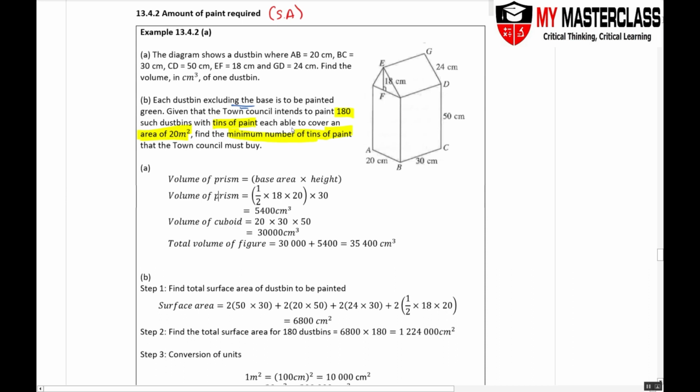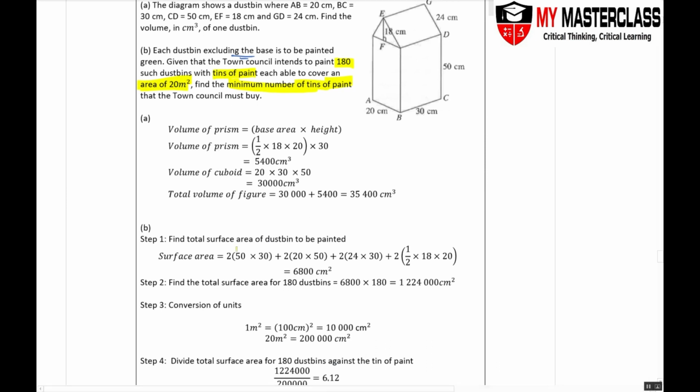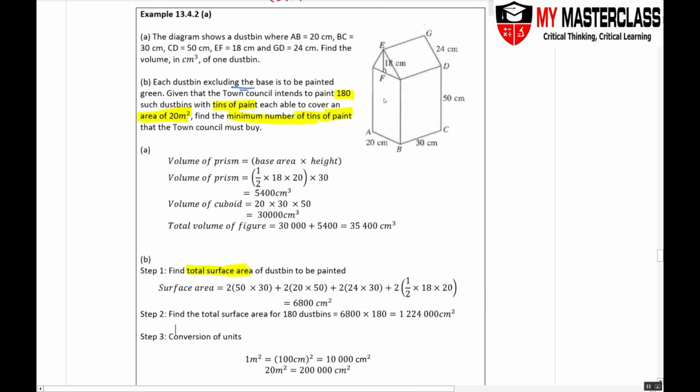First things first, I need to identify, for one dustbin, how much paint do I need? So I need to find the total surface area of one dustbin. You have a few sides. Your cuboid first: 50 times 30, and I have two sides of it, that's why it's 2 times. Same thing, 20 times 50, also two sides of it. Then you have this 24 times 30, which is this rectangular side as well as the other slanted side, these two sides. Lastly, you have the two triangular faces, which is the base area or the cross-sectional area of the prism we calculated earlier. You end up with 6,800.